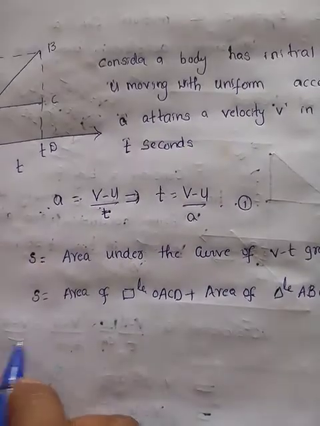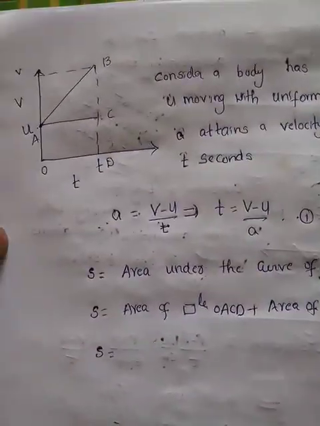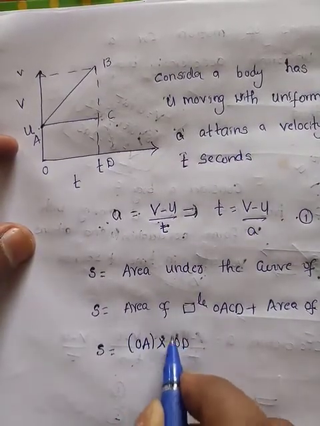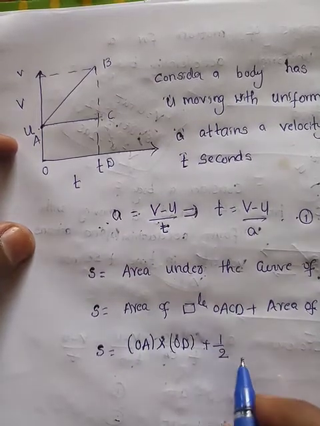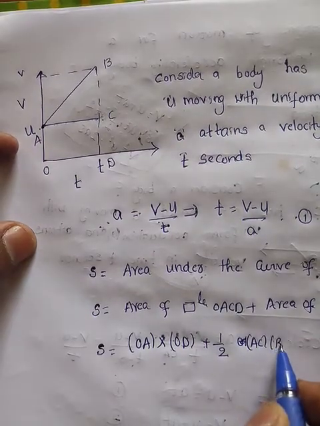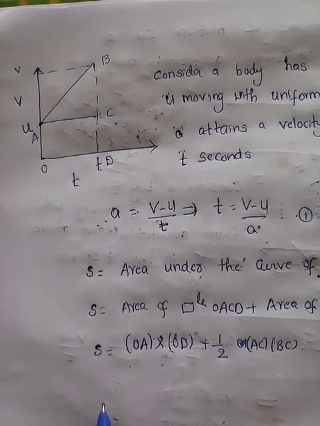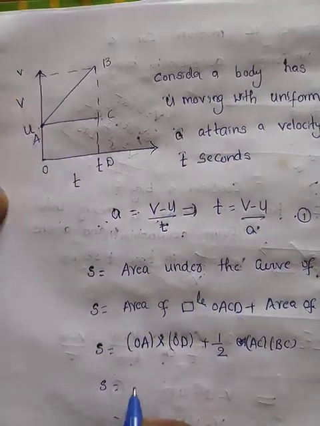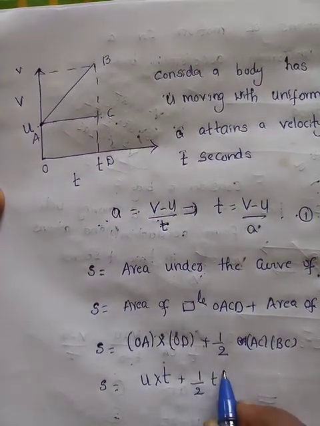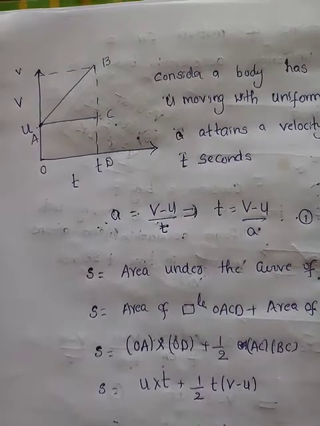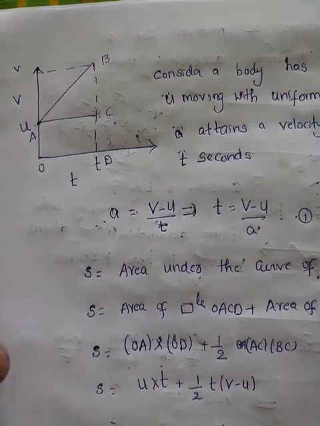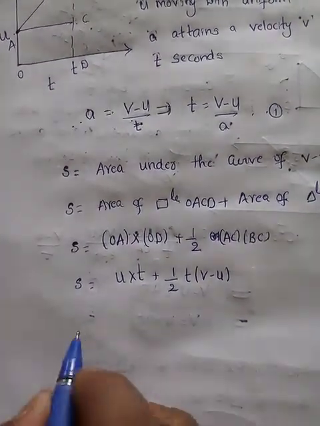Same. What you can write here? S is equal to, what is the area of the rectangle? OA, length, into breadth OD, plus half into base AC into BC. See the diagram, you can substitute the values. What is the length? u. What is the breadth? t. Plus half into t into (v minus u). So, till now we have written the same derivation as before. There we substituted v minus u is equal to at and derived the expression. Now, we are going to change.